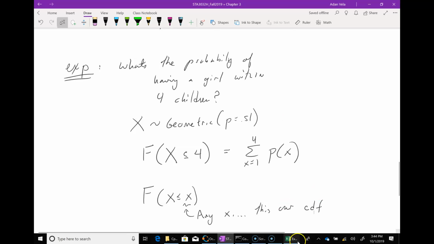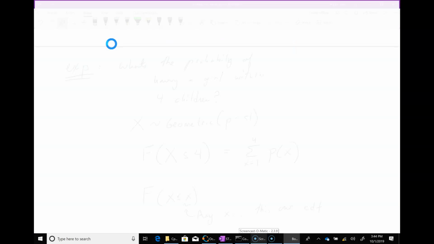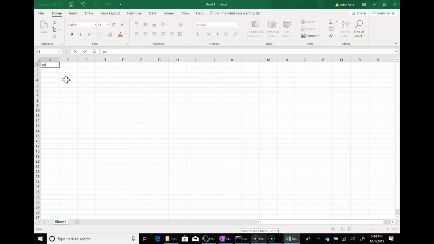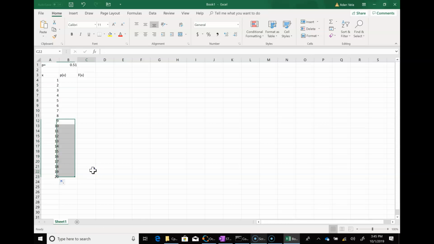All right, so let's see the difference between these two. So I'm going to say p equals 0.51. And what I'll do is I'm going to calculate the probability of x, and then I'll calculate the CDF of x. And so we'll go down to 20 children. Hopefully that doesn't happen. All right. And so we can just implement our equation here.